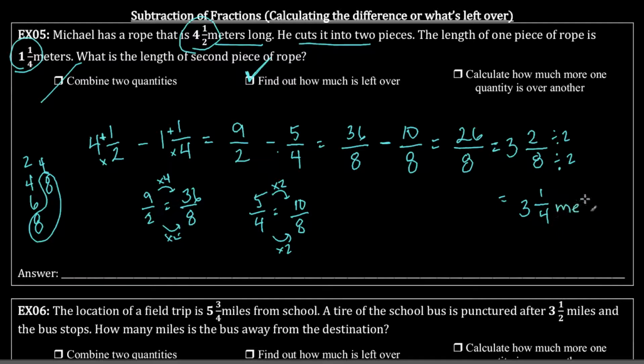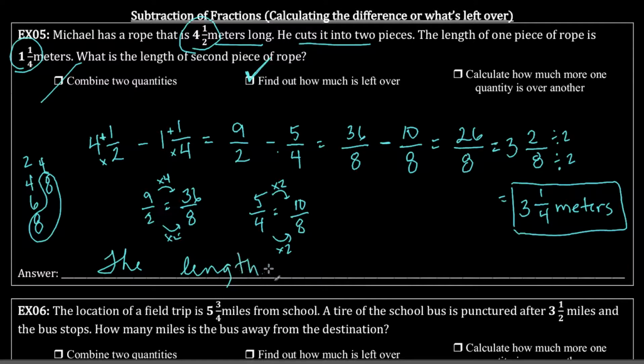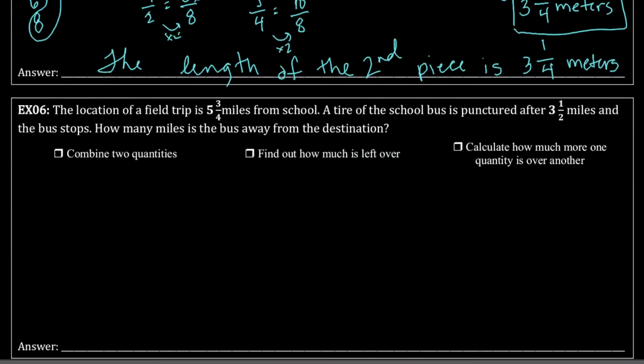Always, always, always put your units. If you do not, then you will not receive credit for your work. So what is the length of the second piece of rope? The length of the second piece is 3 1/4 meters. Okay, we have one more, I believe.